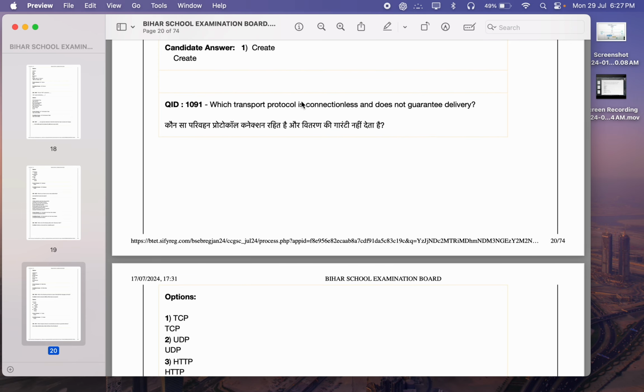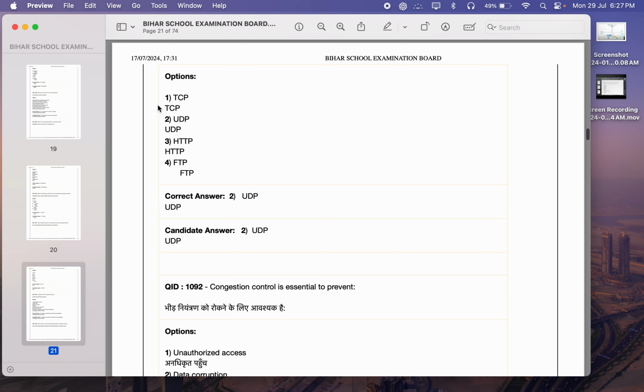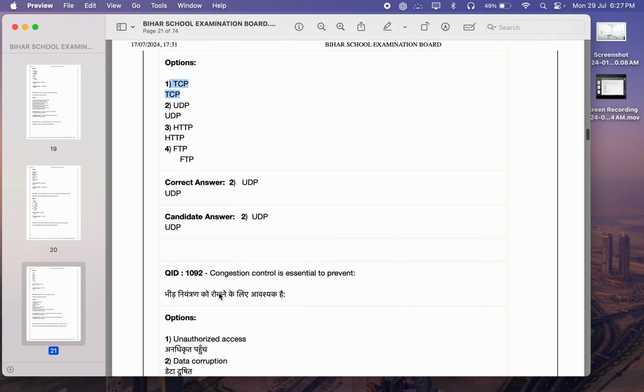Which transport protocol is connectionless and does not guarantee delivery? The protocol which is connectionless is UDP. TCP is connection oriented.